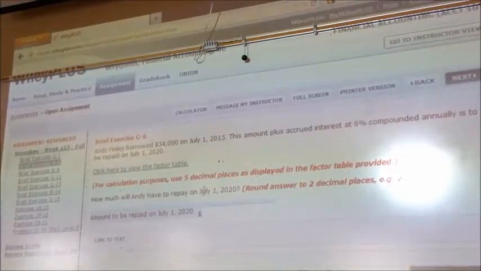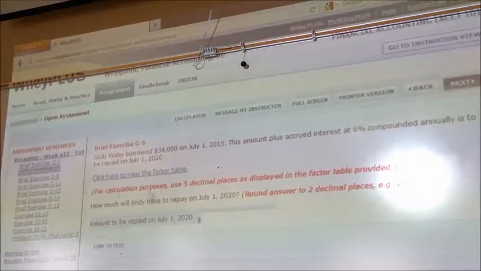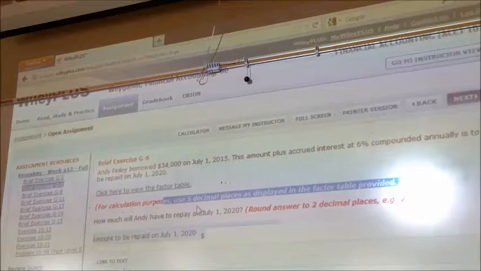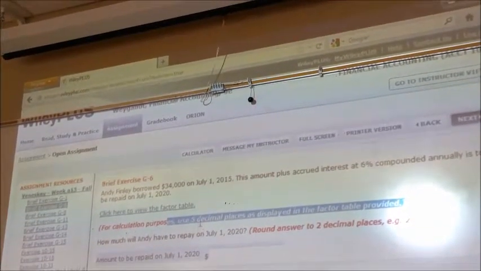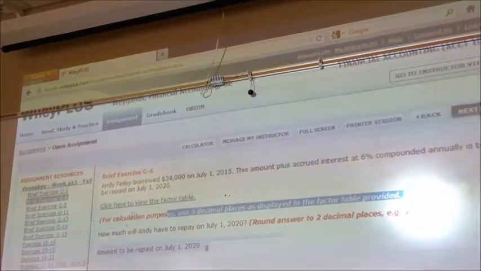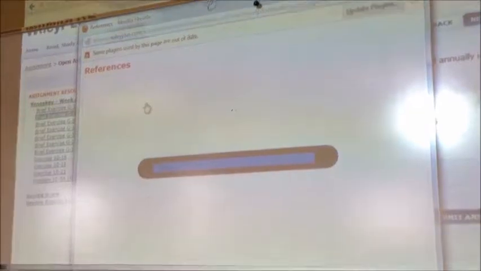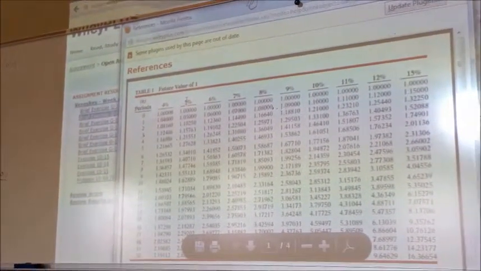And for Wiley Plus ones, notice it wants you to use their table because it wants you to use 5 decimal places, which may make a little bit of difference in your answer. Our tables only go to 3. So I'm going to have to click on this button here. What number are you using? What's your multiplier? What number did you get?